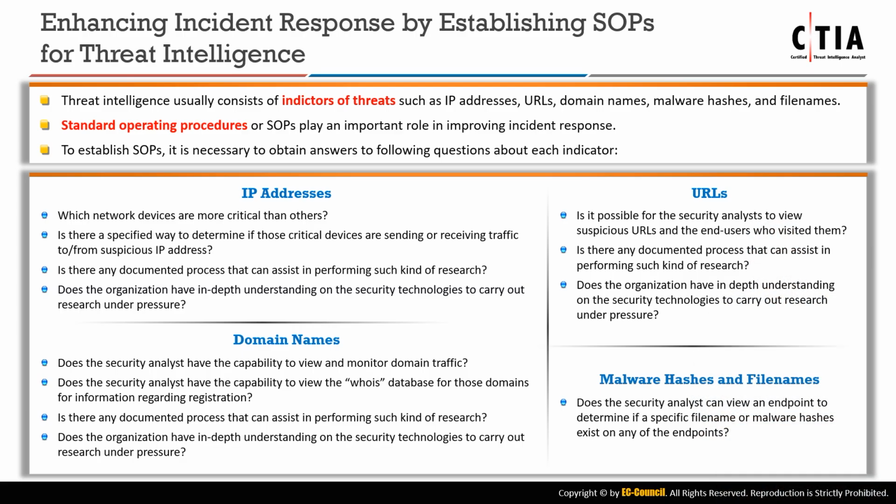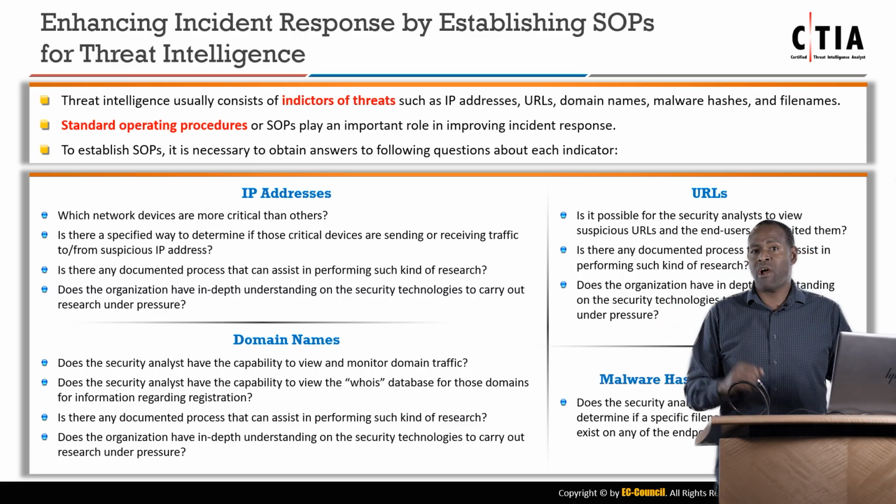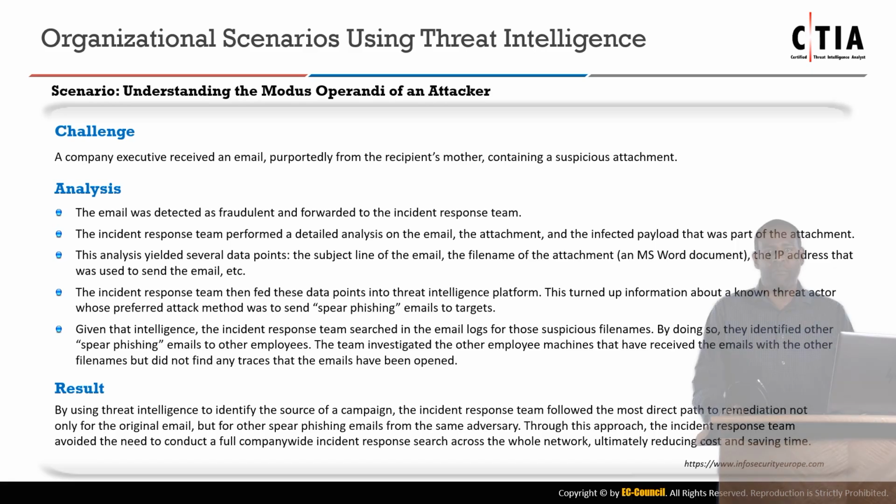Malware hashes and file names. Can that security analyst view the endpoints for specific file names or malware hashes that exist on any of the endpoints? We want to be able to follow not only the contact between hosts and malware and specific URLs and/or IP addresses, but we also want to have the ability to look at specific file names that are being accessed.